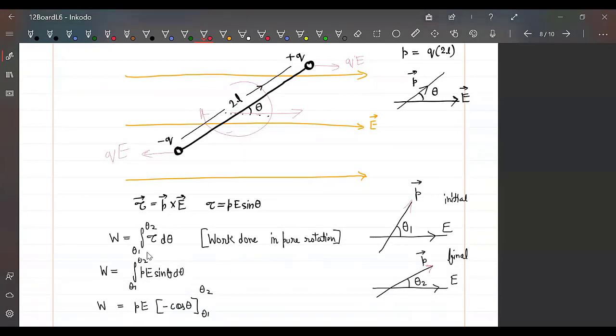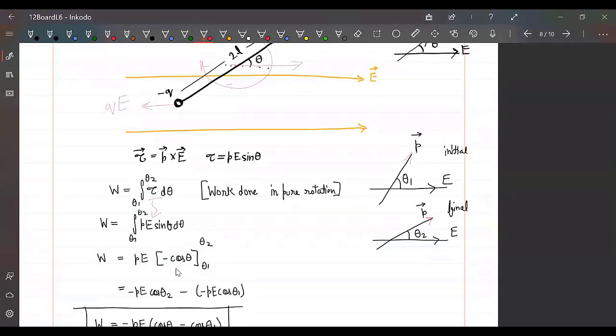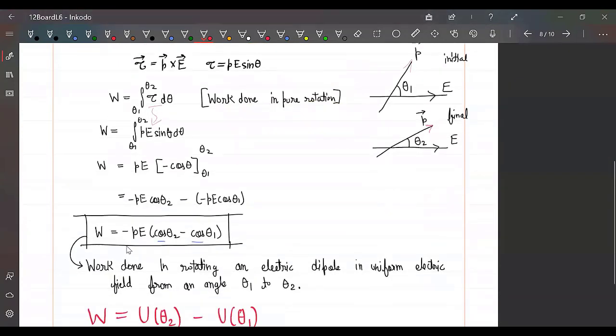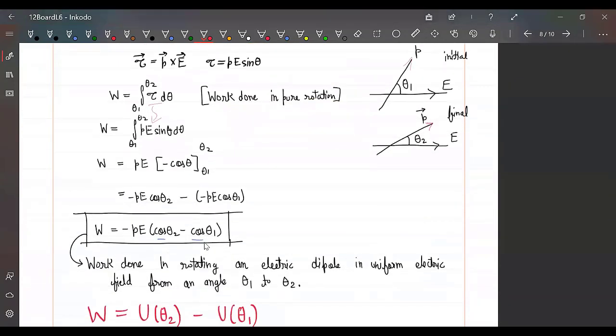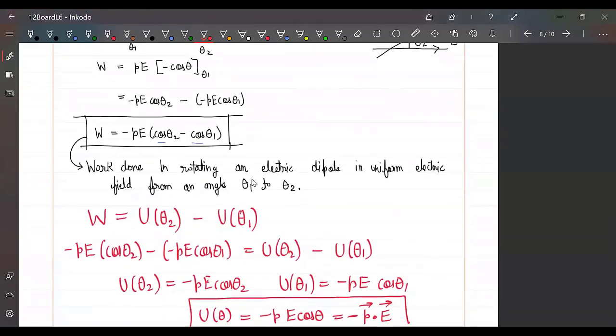So PE sine theta d theta instead of torque. PE I can take outside and integrate sine theta. Integration of sine theta is minus cos theta. And we can write this as minus PE cos theta 2 minus of minus PE cos theta 1. So work done is minus PE, cos theta 2 minus cos theta 1. So this is the work done in rotating an electric dipole in a uniform electric field from angle theta 1 to theta 2. So work done is U theta 2 minus U theta 1. That is change in potential energy. That is potential energy at theta 2 minus potential energy at theta 1.